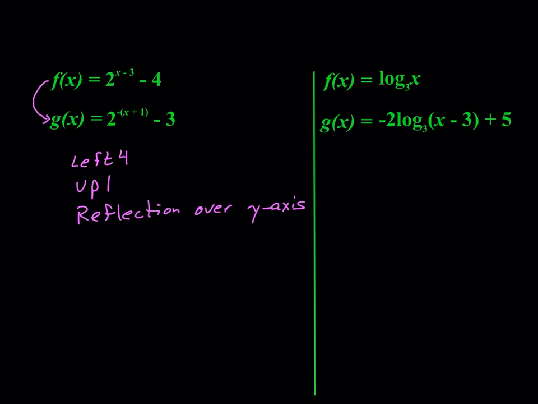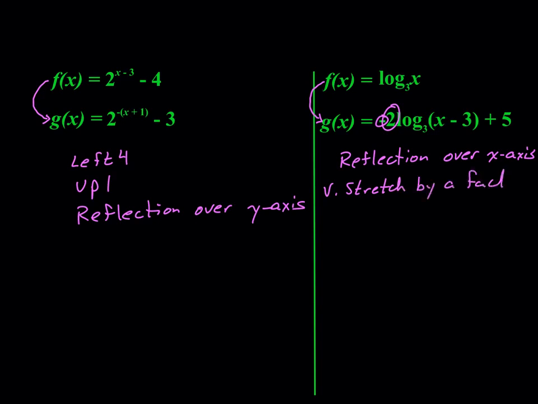All right, so the next one, we're going from the parent function f of x to g of x. So we have a negative, which is a reflection over the x-axis. We have a 2, which is a separate transformation. That is a vertical stretch by a factor of 2. We have the 3 here, which is a shift to the right 3. And then we have the last one, which is up 5 units.